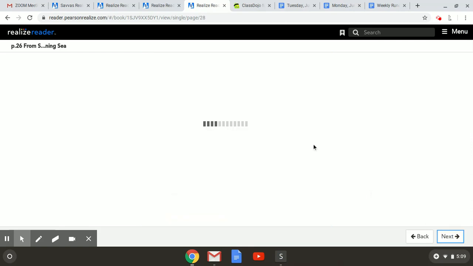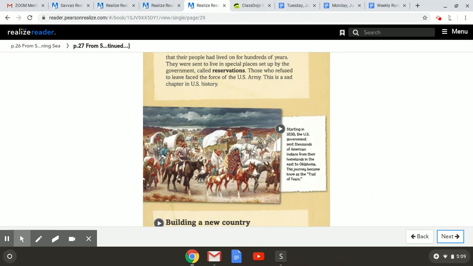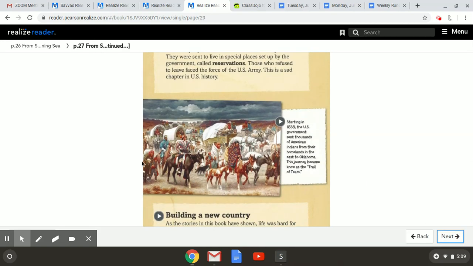Then we go to the image on page 27, and we'll read that caption. This is actually probably my favorite image, even though it teaches us something very sad that happened in history. It's one of my favorite images, I think, in this whole book. It's because you can tell how sad the Indians are. Starting in 1838, the U.S. government sent thousands of American Indians from their homelands in the East to Oklahoma. This journey became known as the Trail of Tears.